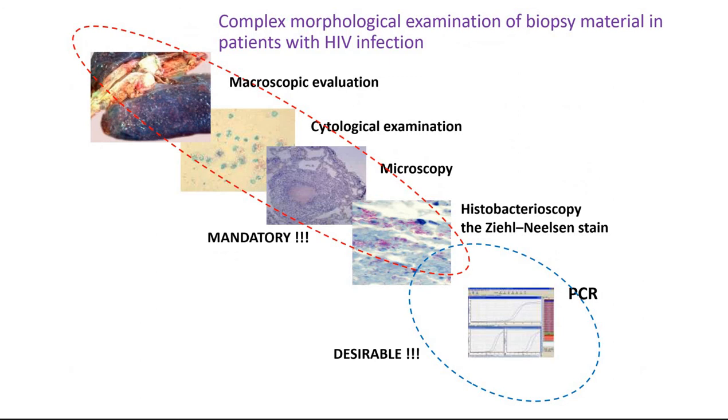And here on this slide you can see the complex morphological examination of biopsy material in patients with HIV infection, and it includes a mandatory part and a desirable part. The mandatory part is macroscopic evaluation, cytological examination, microscopy, and histobacterioscopy, the Ziehl-Neelsen stain. And the desirable part is PCR tests.